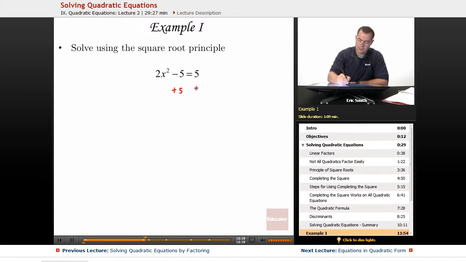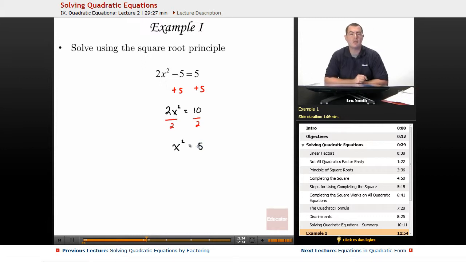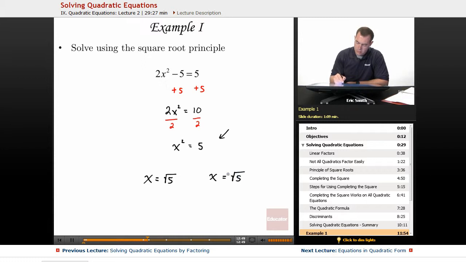We'll add 5 to both sides. Then we will divide both sides by 2. And then we will take the square root of both sides. This is where that property comes into play, because I have x squared equals a number. So I'll either have x equals the square root of 5, or x equals the negative square root of 5. So again, just really solve for this one directly.